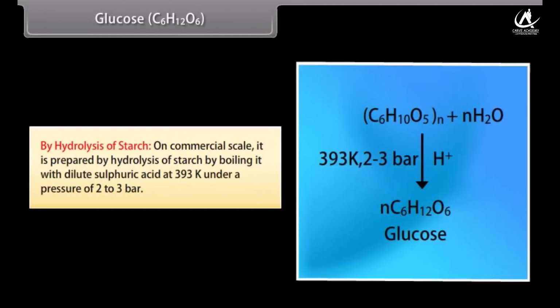By hydrolysis of starch. On commercial scale, it is prepared by hydrolysis of starch by boiling it with dilute sulfuric acid at 393 Kelvin under a pressure of 2 to 3 bar.